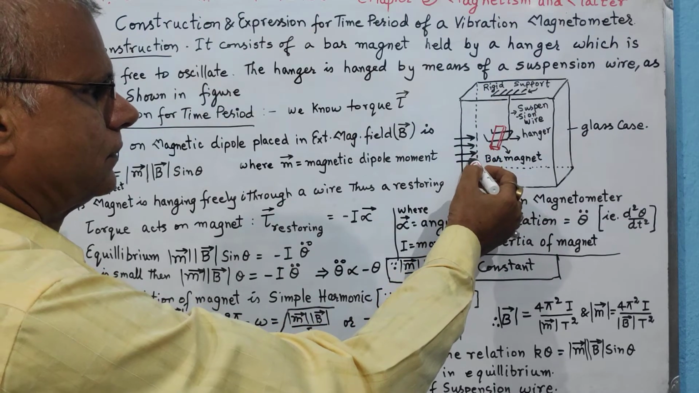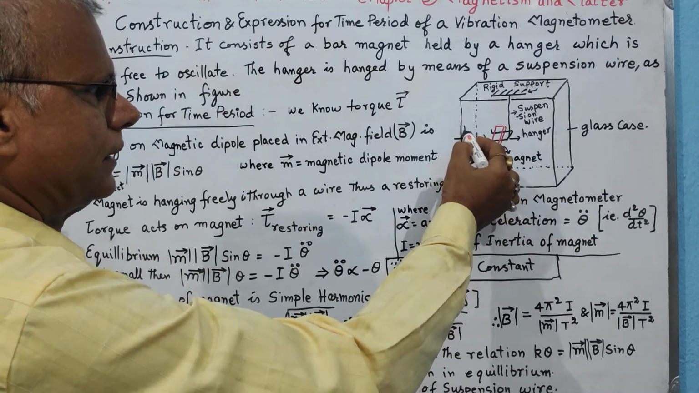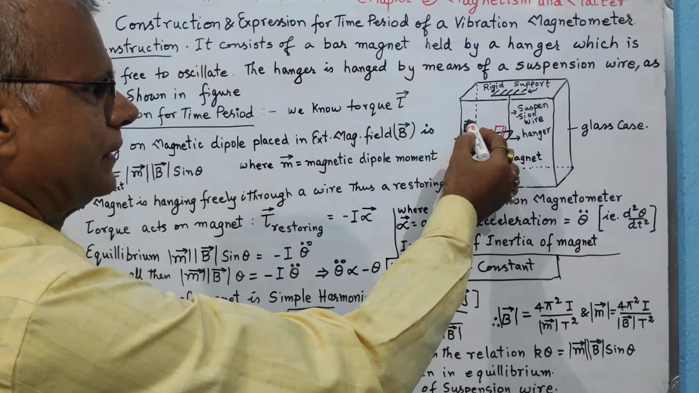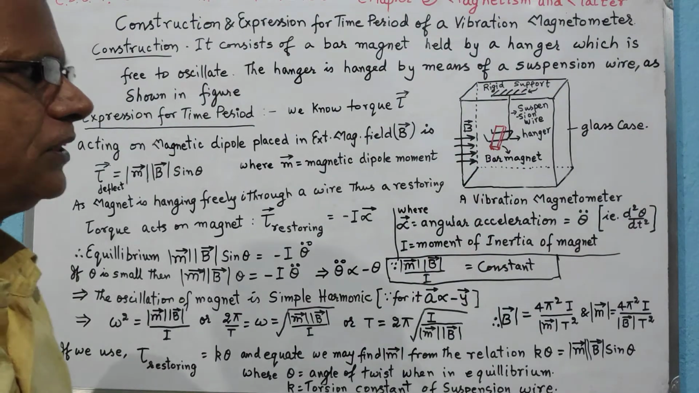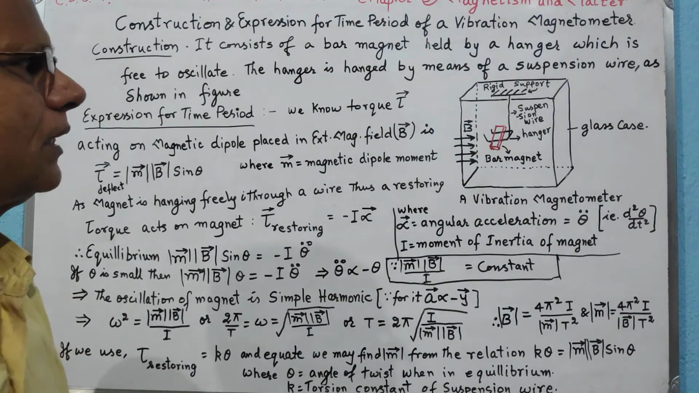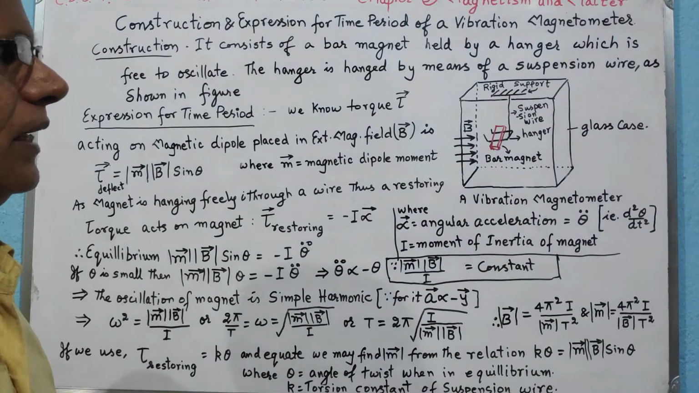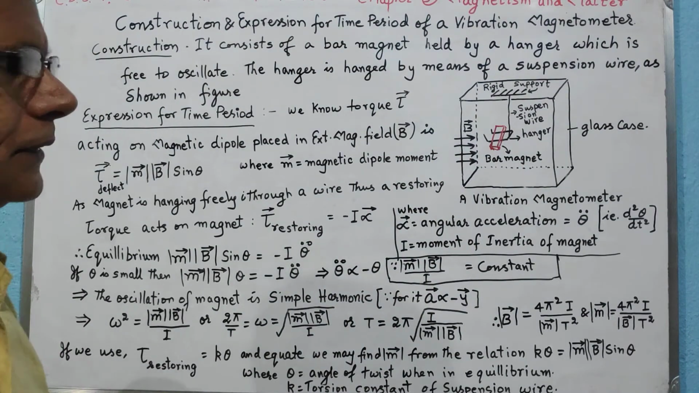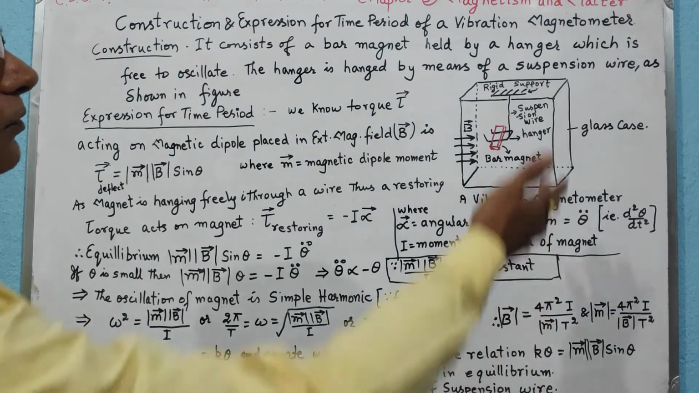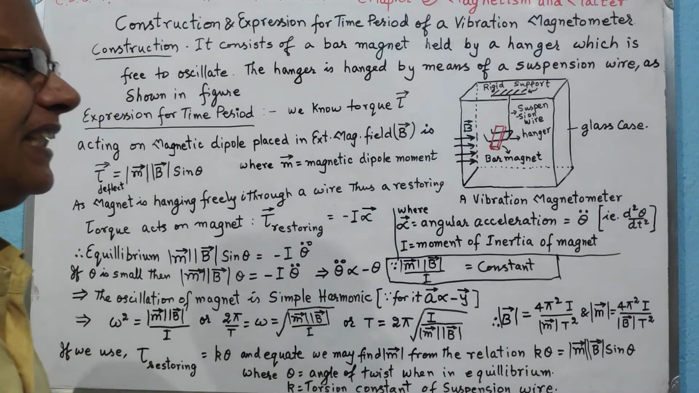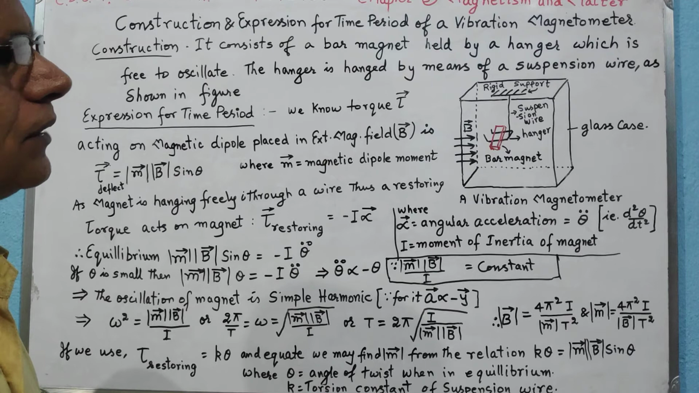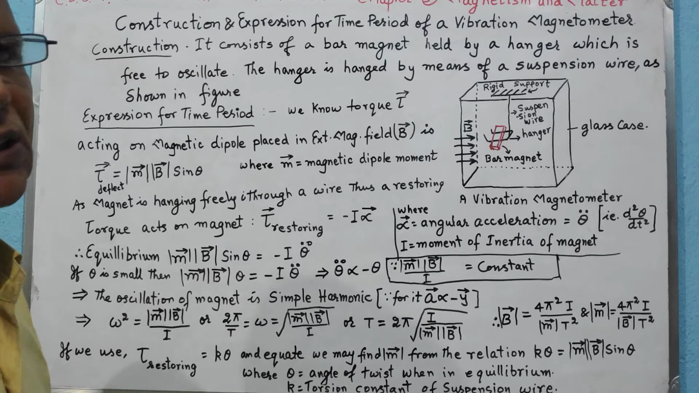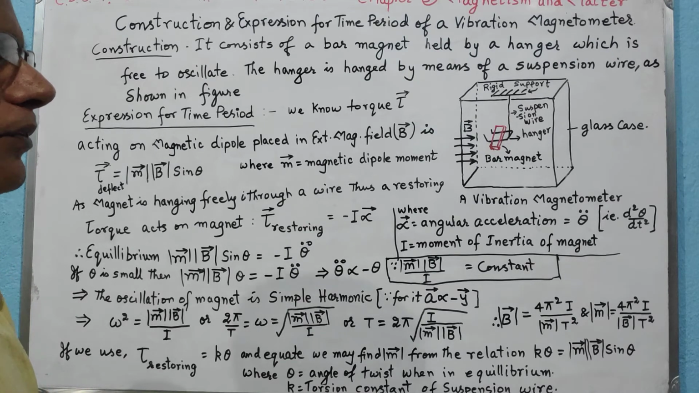This arrow shows the direction of the uniform magnetic field applied across the magnet, which is free to oscillate about the suspension wire. Now we have a glass case so that no air will disturb the oscillation and affect the time period of oscillation.